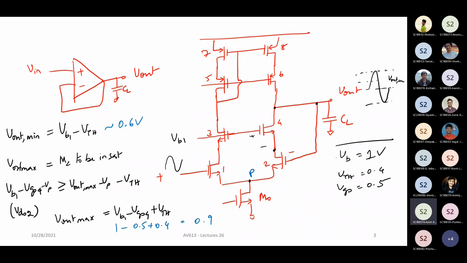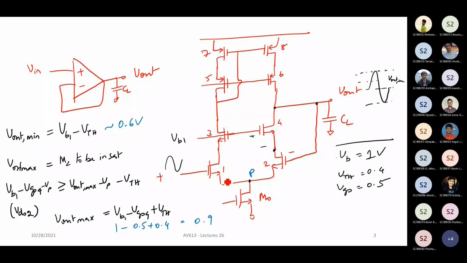3, 4, 5, 6. Okay, 3, 4, 5, 6, what will happen? Noise will contribute? No, sir, reverse. It's the other way around, right?